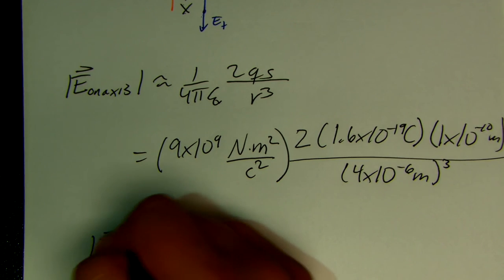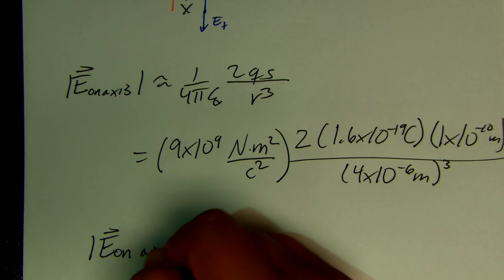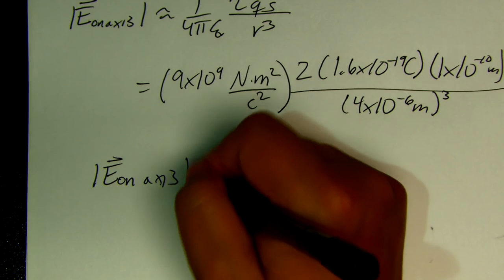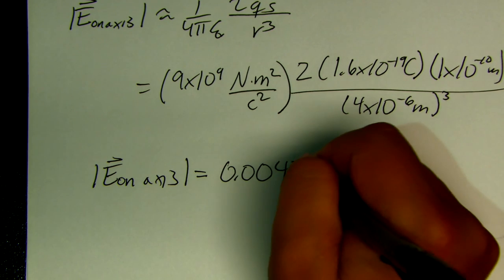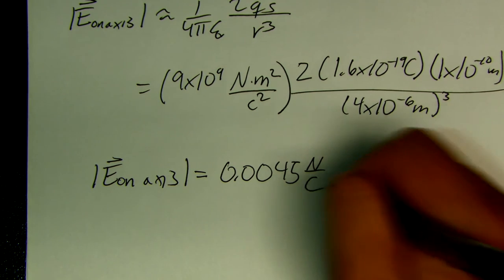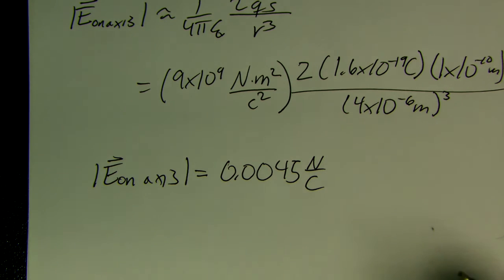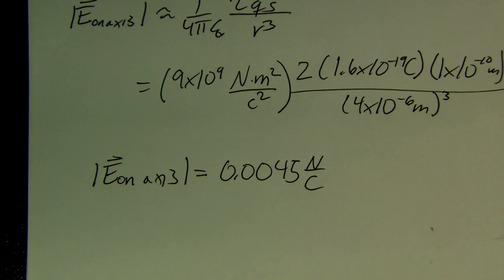And so the magnitude of the electric field on axis is equal to 0.0045 newtons per coulomb. And if you have a question about whether or not this approximation is acceptable, go ahead and on your own calculate this using the more precise formula and prove to yourself that this approximation is appropriate.